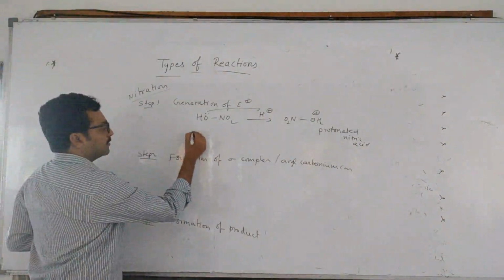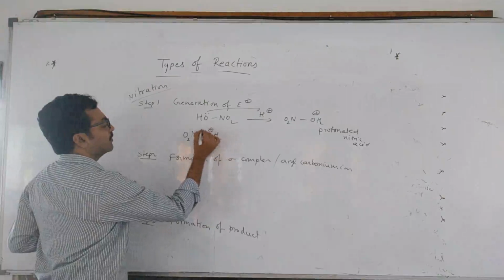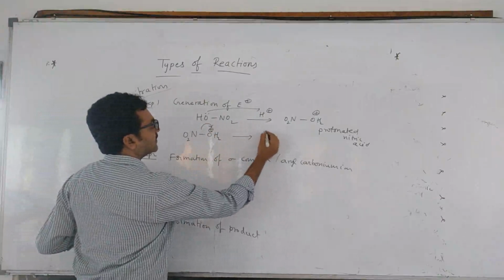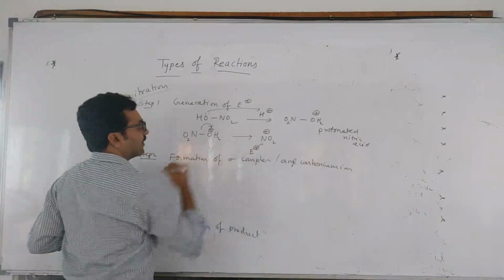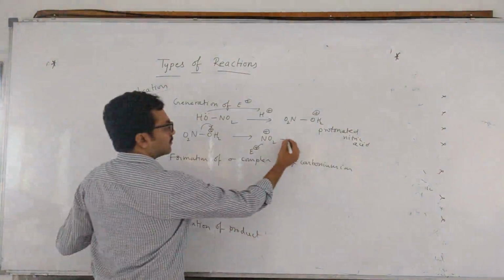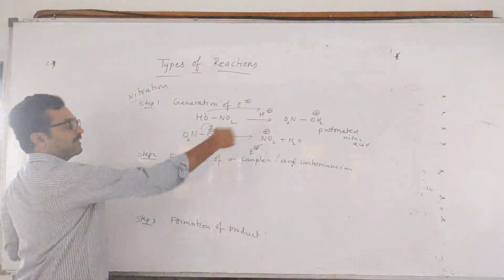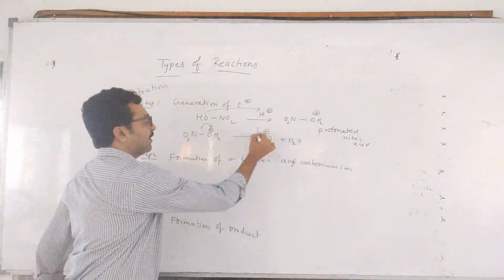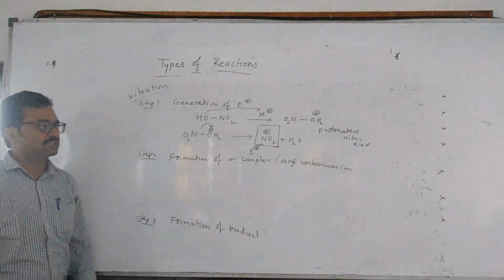Now, this protonated nitric acid, what will it do? It loses a water molecule to form NO2 plus, which is our electrophile, plus H2O. That's it, over. Okay? So this will get cancelled if you add. So this is how you generate the electrophile. This is the first step in every reaction, generation of the electrophile.